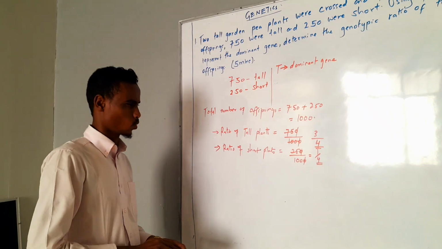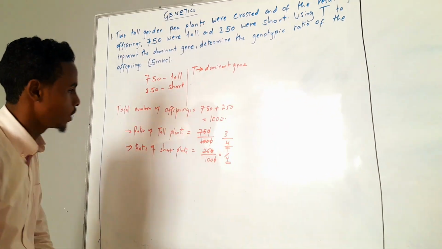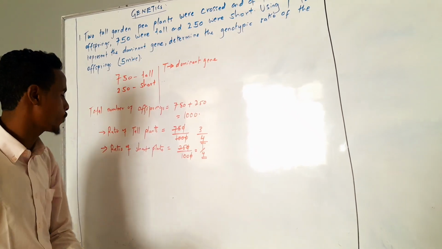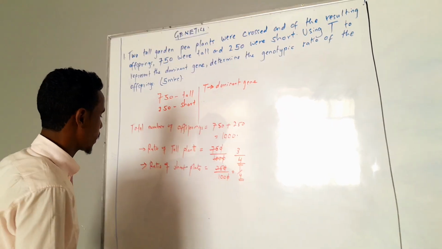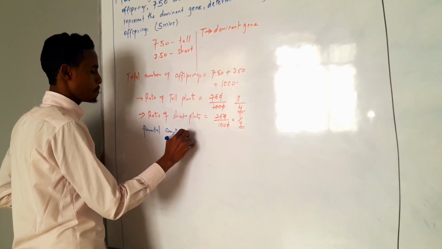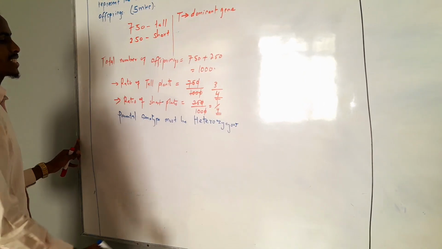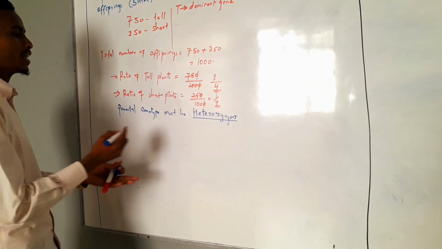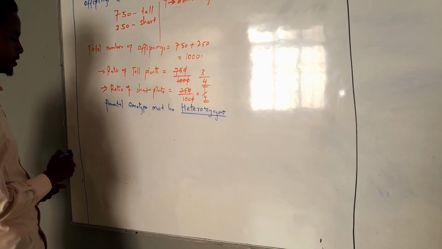Now, this is a kind of test, because you are given the offspring and it's up to you to determine the parent genotype. When 3/4 of the offspring are tall and 1/4 are short, that means the parental genotype must be heterozygous. Why? Because a cross between two identical heterozygous parents gives in the offspring 3/4 of one characteristic and 1/4 of the other. Now let's solve this question.